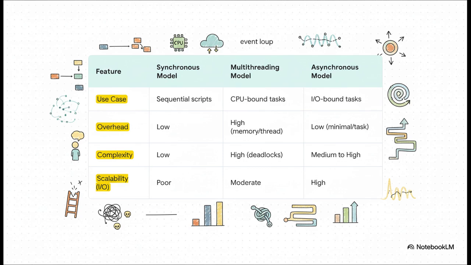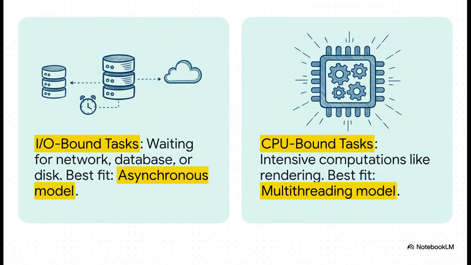But then look at the async model. For high I/O, it's a superstar. Highly scalable with incredibly low resource overhead per task. And this really is the crucial point, right? The model you choose depends completely on your workload. Async is tailor-made for I/O-bound work.